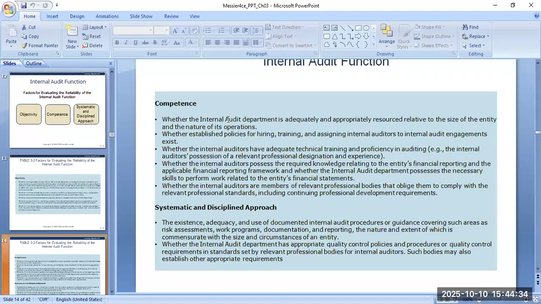But let's say the revenue is in the range of $500 million to $2 billion, maybe that won't be appropriate.